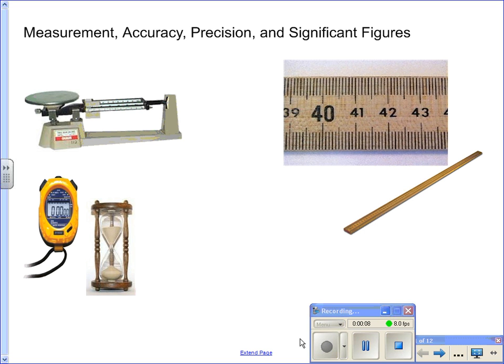This video is going to work for both the chemistry and the physics classes because it's fundamental to really all sciences. And what we're studying today essentially is measurement.